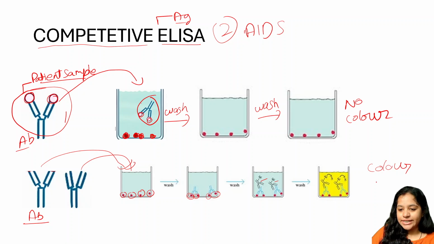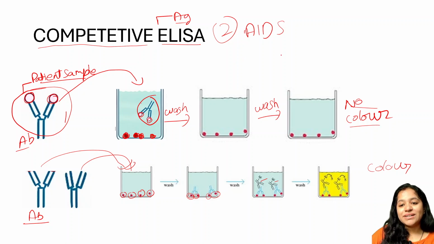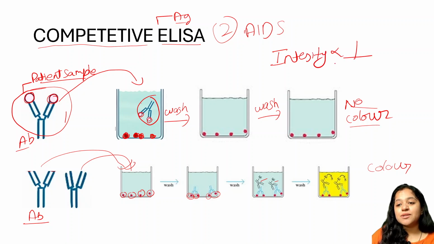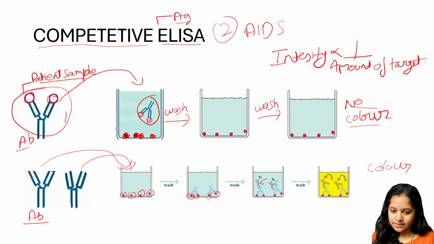Now, why I told it's tricky? It is tricky because when the patient is having that antigen, when the patient is positive, there is no color produced, but when the patient is negative, there is color produced. This is competitive ELISA. In competitive ELISA, intensity of color produced is inversely proportional to amount of target molecule, as compared to the rest we have seen till now. So that's why this is a bit different and confusing from others. Inversely proportional to amount of target molecule. This is competitive ELISA.